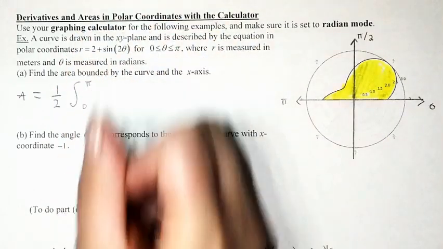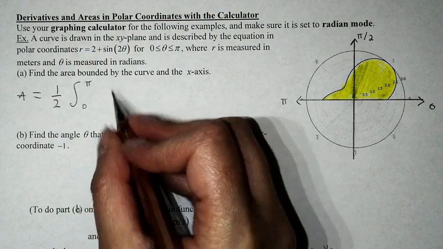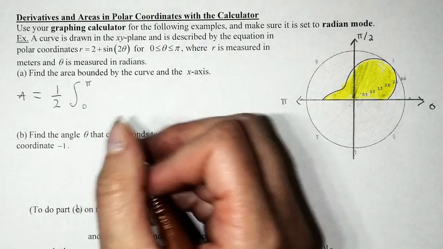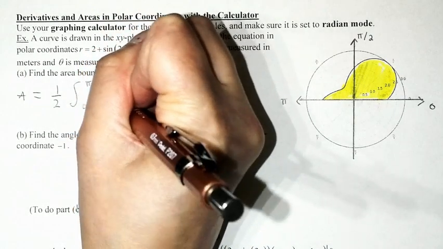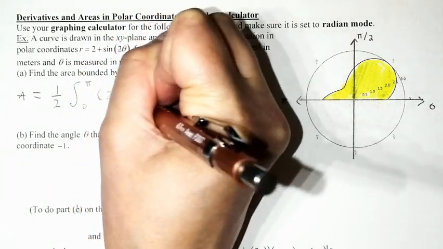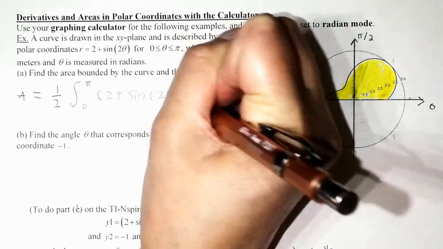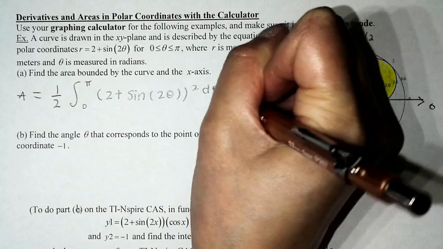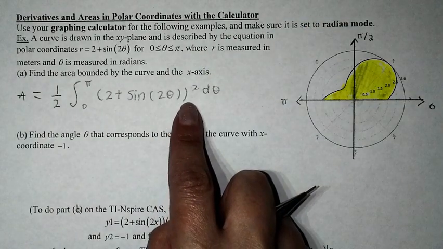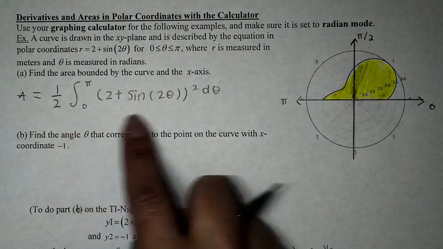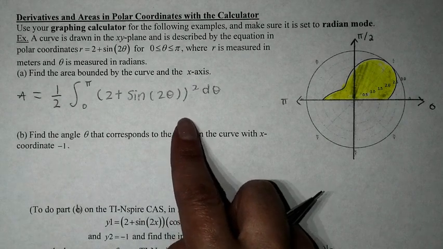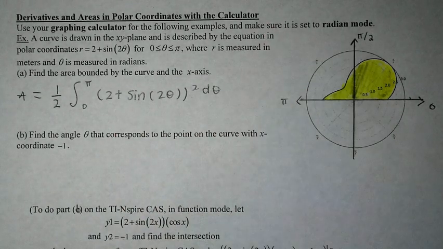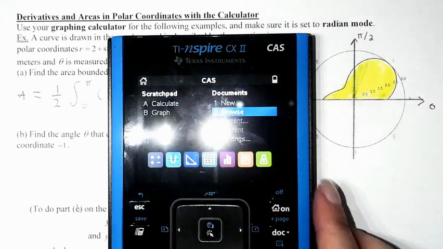And then you're going to tell me, so what's going to be the r? Well, you only have one r in this situation, which makes it beautiful. So it's going to be 2 plus sine of 2 theta, and all of this squared, d theta. Why squared? Because that's also part of the formula. After that, you have pretty much all your situation. Since we're using the calculator, just make sure that it's in radian mode. You are going to plug it in the calculator, okay?